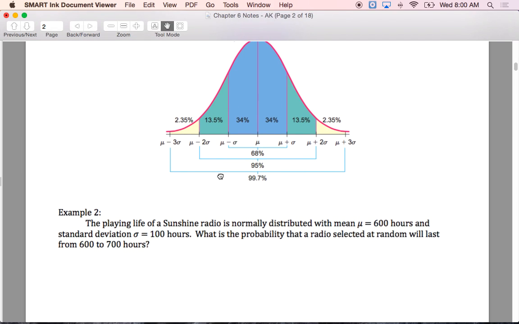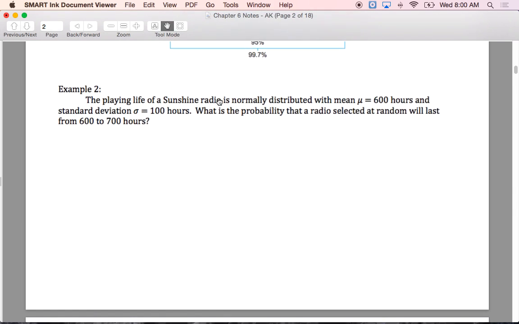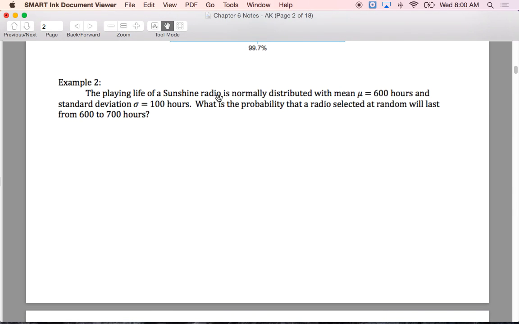Now we're going to use this picture here for example 2. So if you need to look at that picture, we'll help you go through example 2. It says, the playing life of a sunshine radio is normally distributed with a mean of 600 hours and a standard deviation of 100 hours. What's the probability that a radio selected at random will last from 600 to 700 hours?